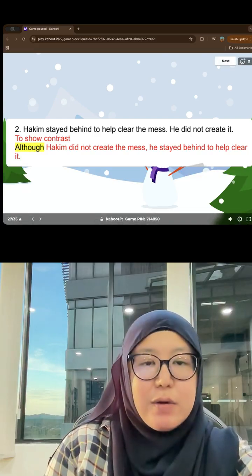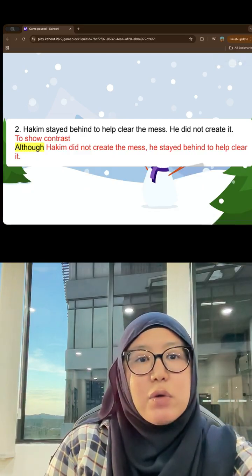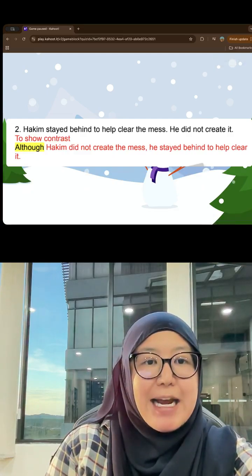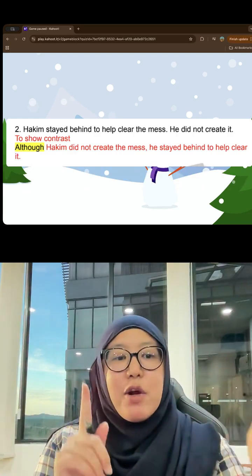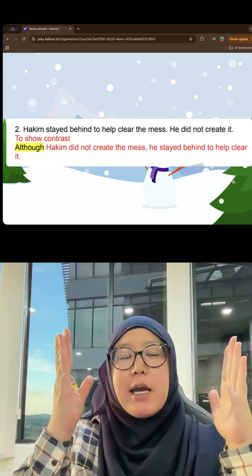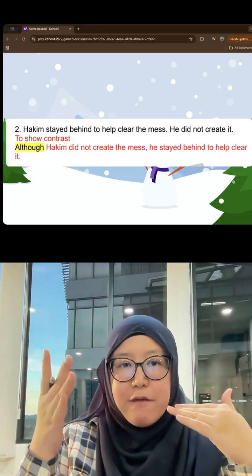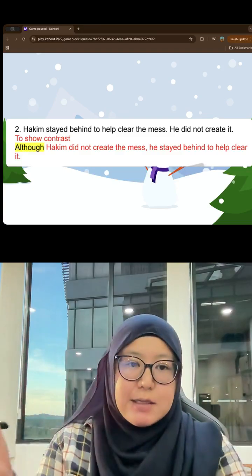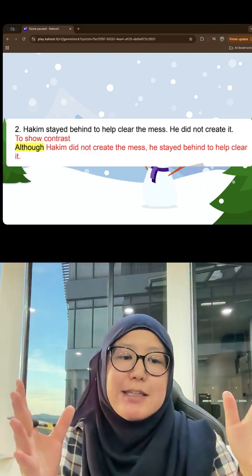Yes, correct. Okay, and then if I'm not mistaken, one of the colors says, although Hakim did not create the mess, but he stayed behind to clear it. Okay, so remember you cannot use although and but in the same sentence because they are both conjunctions and they serve the same purpose. So if you put although and but in the same sentence, it's going to defeat the purpose. Okay, it's a redundant sentence.